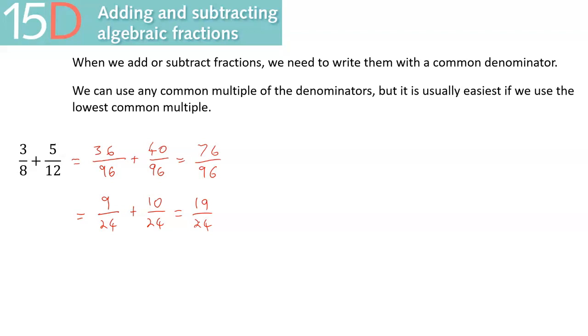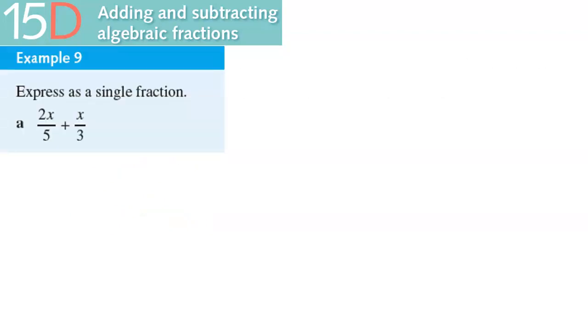So this is an idea to bear in mind when we're working with algebraic fractions. So I'm going to go through a few examples. Here I have numeric denominators, so my process is exactly the same as if I just had numerals on my numerators. My common denominator is going to be the lowest common multiple of 5 and 3, which is 15.